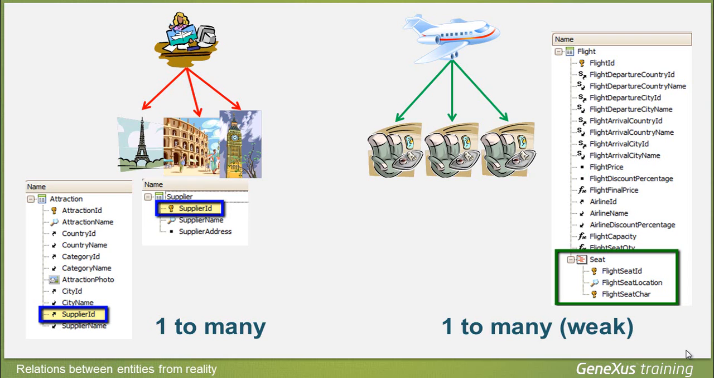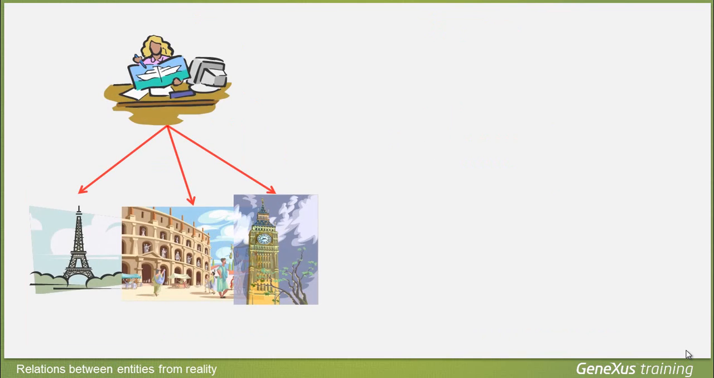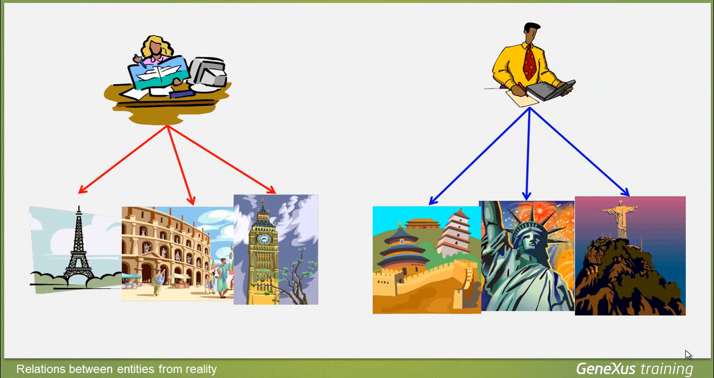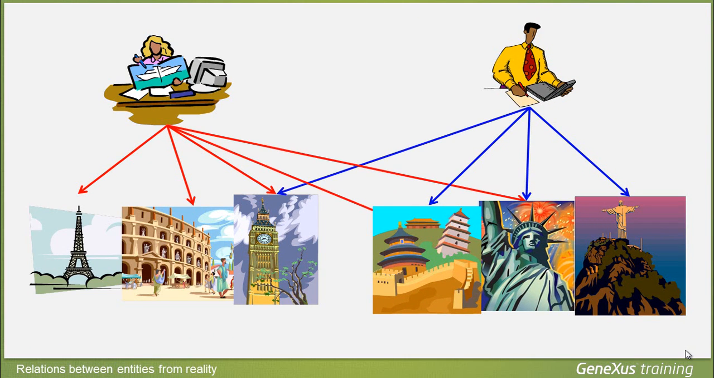So far, we've seen relations of one to many, but this is not always the case we must represent from reality. Let's suppose that the reality of the travel agency has changed. Each supplier offers several tourist attractions, as we've seen so far, but each attraction may be administered by different suppliers, instead of just one as we've had.